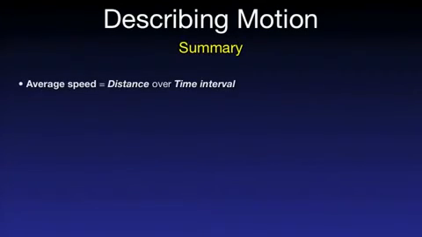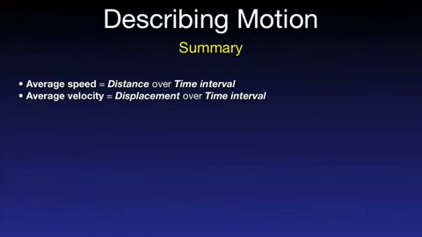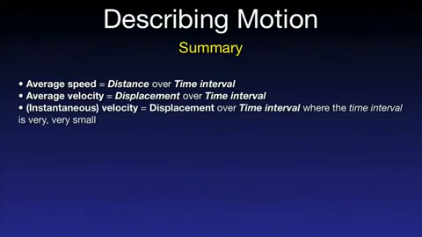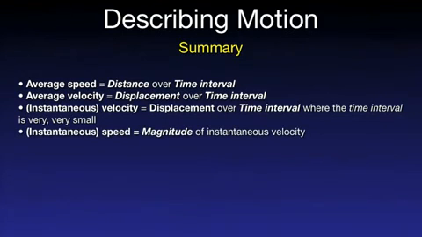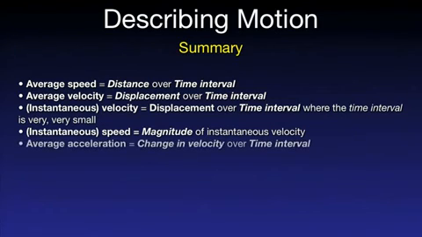The average speed is the distance over the time interval. The average velocity is displacement over time interval. The instantaneous velocity, or simply velocity, is the displacement over time interval where the time interval is very, very small. The instantaneous speed, or simply speed, is the magnitude of instantaneous velocity. Average acceleration is defined as change in velocity over the time interval.